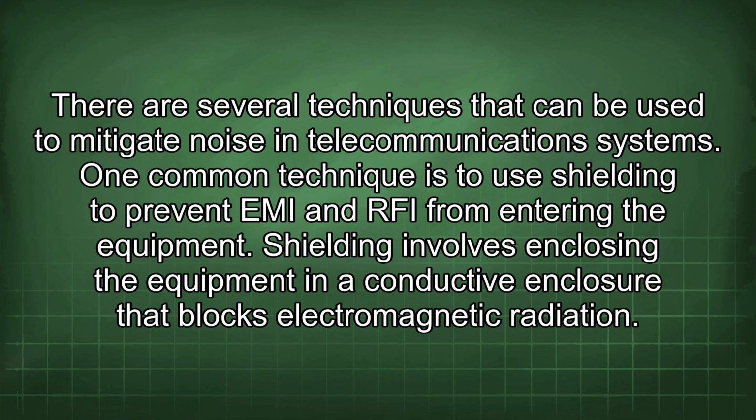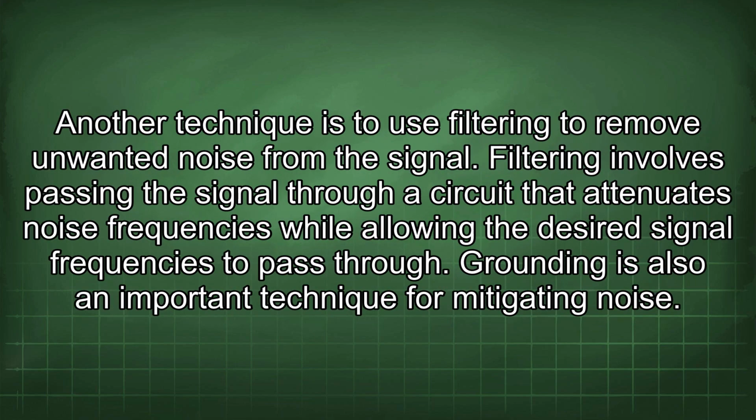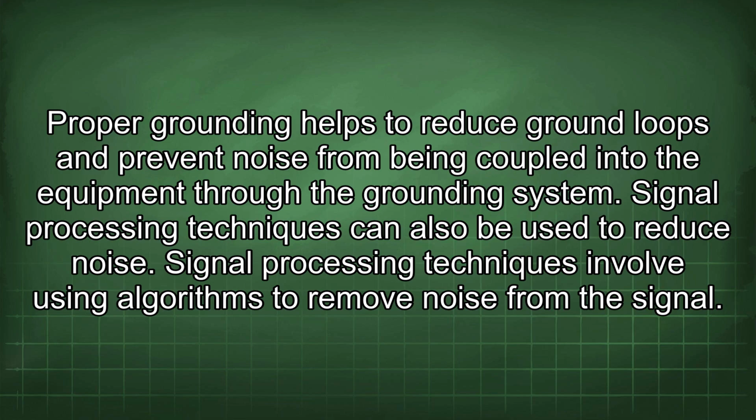One common technique is to use shielding to prevent EMI and RFI from entering the equipment. Shielding involves enclosing the equipment in a conductive enclosure that blocks electromagnetic radiation. Another technique is to use filtering to remove unwanted noise from the signal. Filtering involves passing the signal through a circuit that attenuates noise frequencies while allowing the desired signal frequencies to pass through. Grounding is also an important technique for mitigating noise. Proper grounding helps to reduce ground loops and prevent noise from being coupled into the equipment through the grounding system.